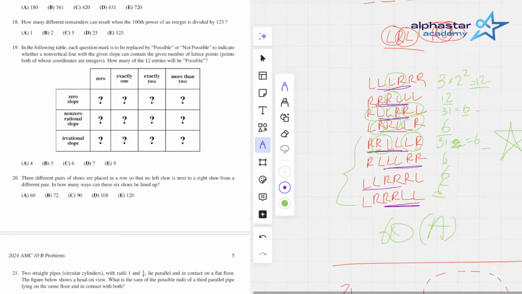No left shoe is next to a right shoe from a different pair. So if a left shoe is next to a right shoe, it must be from the same pair. In other words, every left and right shoe together must be the same pair. Right, okay. So I think I've understood this enough. So there's 12 in the first two cases and 6 in the remaining, so it's like 48. Feels like 12 extra.